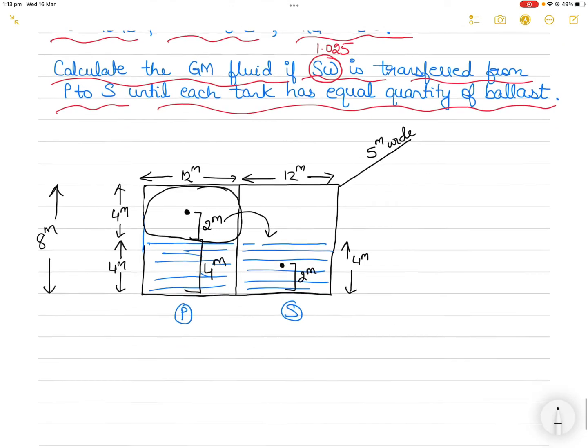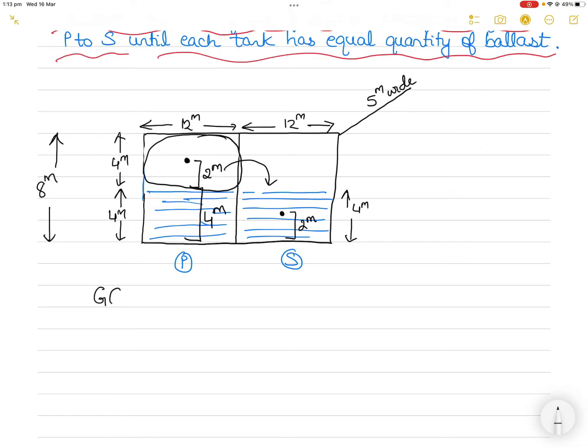Now when you use the GG1 formula, because this is only a single weight transfer, we'll use the GG1 formula. Remember, the formula is W by D divided by displacement, because the displacement remains the same. We'll calculate W later, but this D, in case of shifting, is the difference in the center of gravity of the shifted cargo from its initial position to the final position. So the initial position was 6 meters, 4 plus 2, see the port side tank.